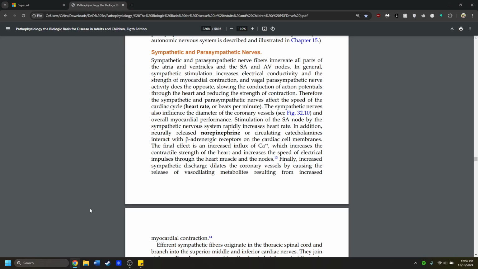In addition, neurally released norepinephrine or circulating catecholamines interact with beta-adrenergic receptors of the cardiac cell membranes. The final effect is an increased influx of calcium, which increases the contractile strength of the heart and increases the speed of electrical impulses through the heart muscle and the nodes. Finally, increased sympathetic discharge dilates the coronary vessels by causing the release of vasodilating metabolites, resulting from increased myocardial contraction.